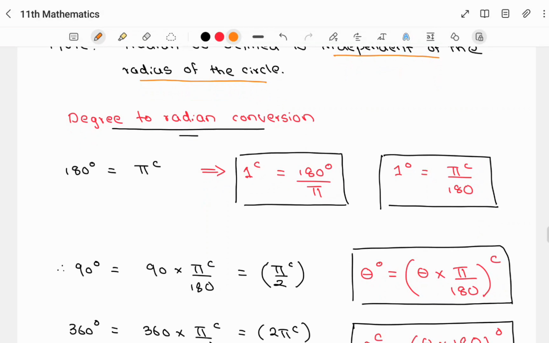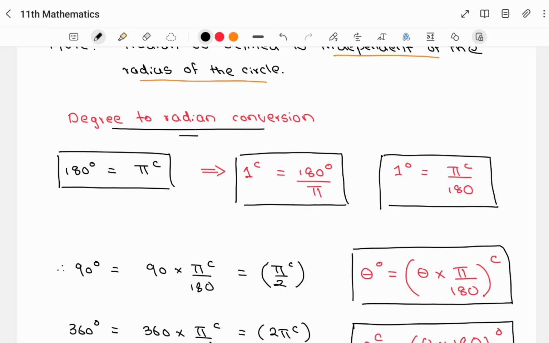If there are two systems of measuring the same quantity, obviously there are conversions available to go from one system to another system. In the similar way, there is a conversion available for going from radian to degree and degree to radian. Okay, and how do we go from one system to another system? Let us see. So 180 degree is equal to pi radian.